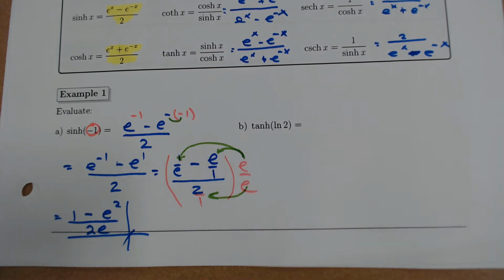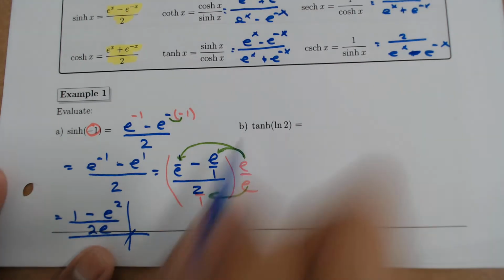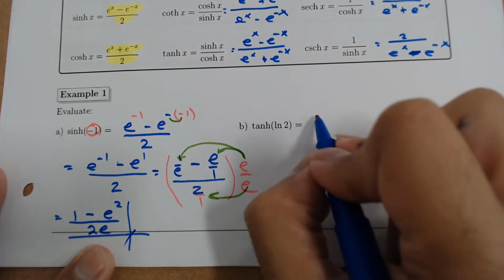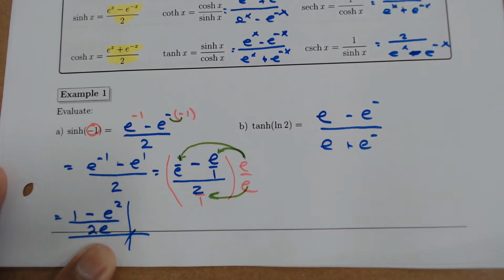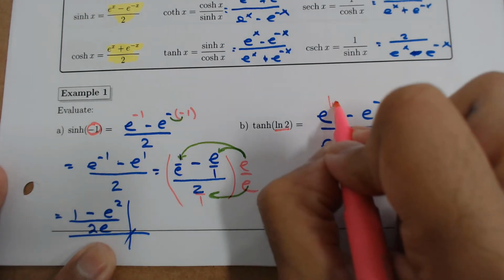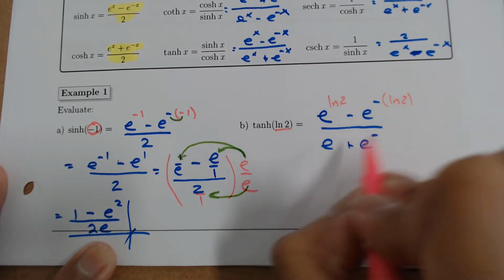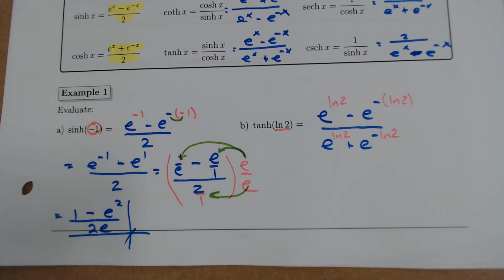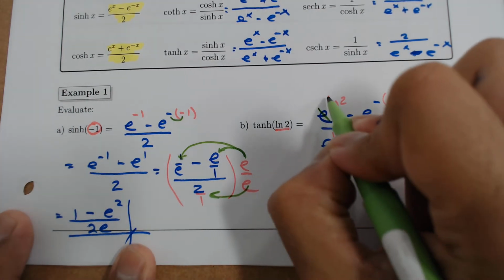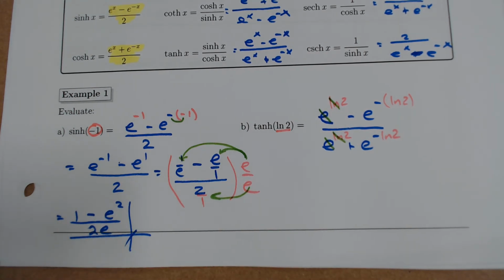So we have a composition of hyperbolics and logarithms, and yes, it looks like it's going to be a little bit elaborate, but trust me, you'll see what's going to happen here. Number one, tanh is (e^x minus e^(-x)) over (e^x plus e^(-x)), and let's replace x with ln 2. Yes, it looks a little bit ugly, but check this out. We can cancel out the exponential with the logarithm for these two, because they're inverse functions of one another.